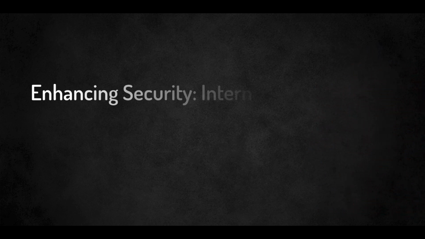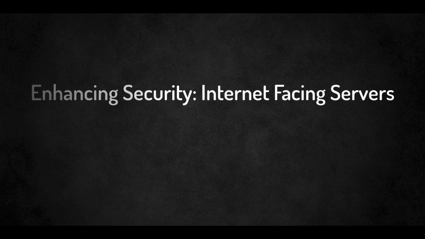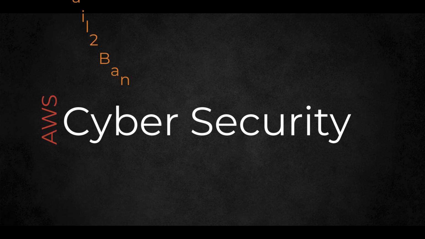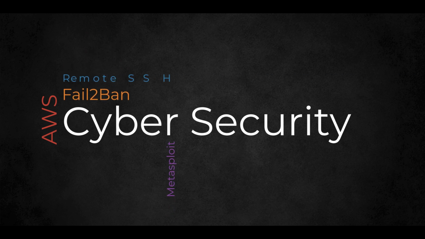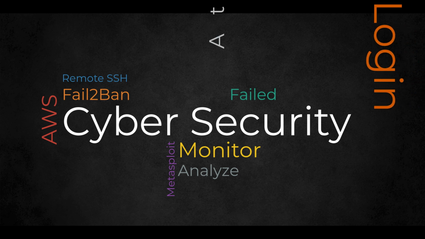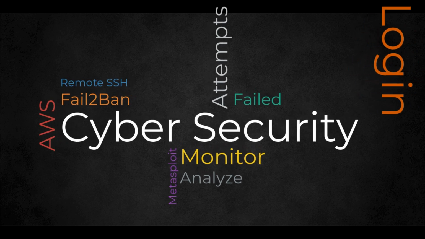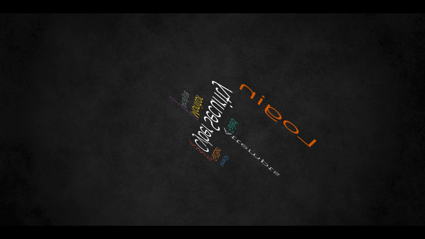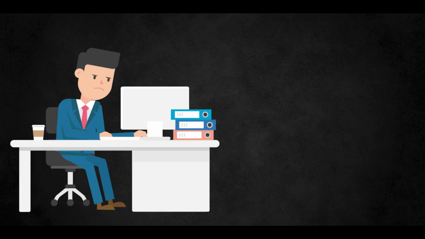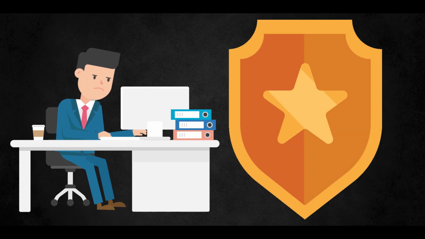So come on and welcome to this practical demonstration on enhancing security. We'll be using AWS, Fail2Ban and the Metasploit framework. We will be setting up a remote SSH server on AWS, monitoring and analysing failed login attempts via SSH, and then implementing security measures to protect against these attacks. This hands-on demonstration will provide you with a comprehensive understanding of how to detect, analyse and mitigate security threats effectively.